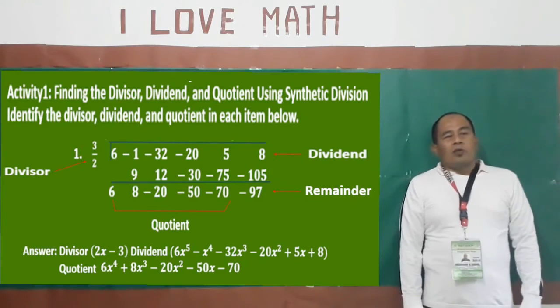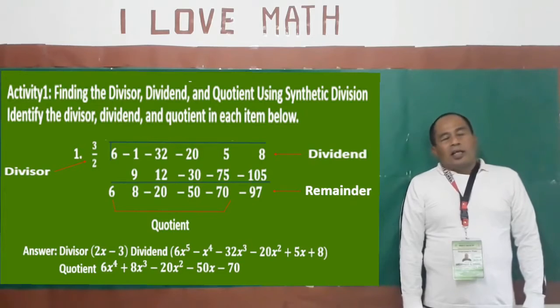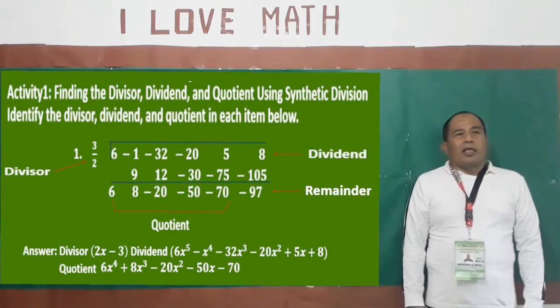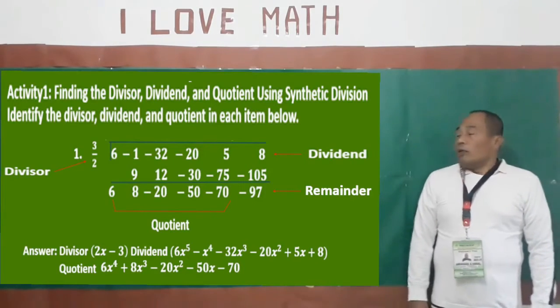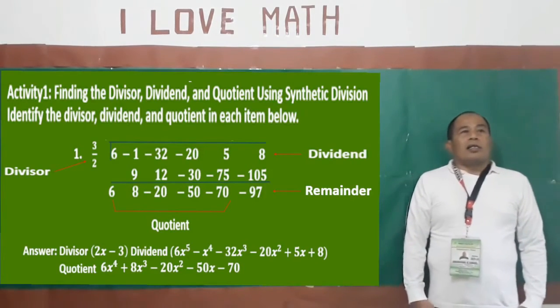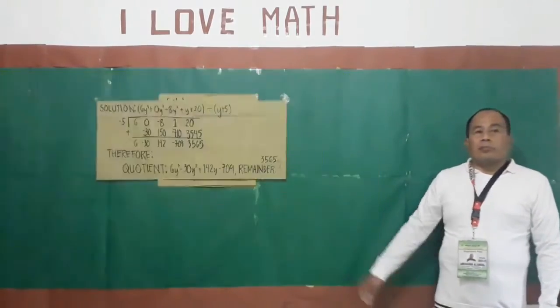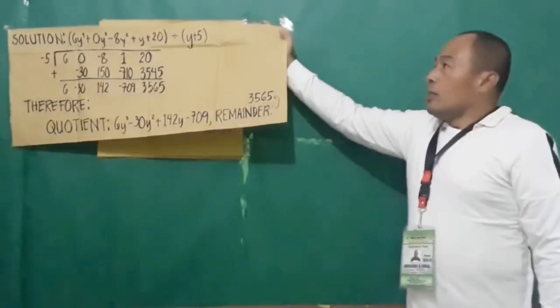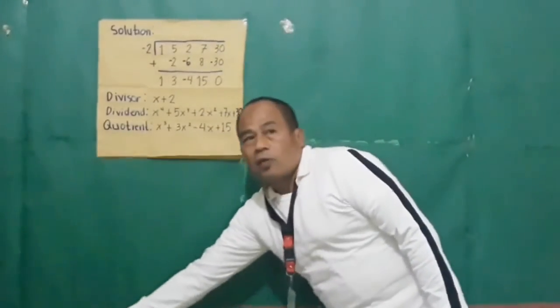And the quotient is 6x to the 4 plus 8x cubed minus 20x squared minus 50x minus 70. Okay? Let us solve this question.